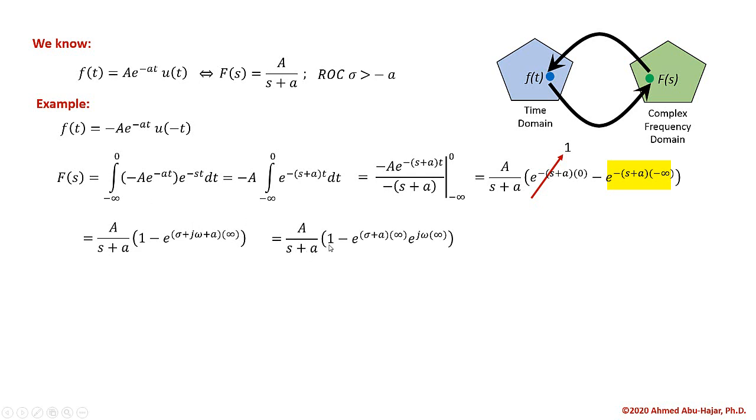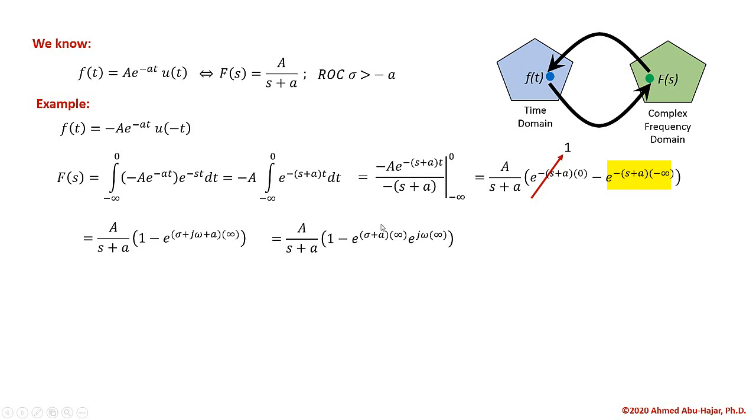I will have the 1, and over here I end up grouping the real parts together, so I will have e to the (sigma plus a) times infinity, multiplied by e to the j omega times infinity. The magnitude of this is always 1. The phase will change as you go to infinity. It's going to always be between 0 and 2 pi.